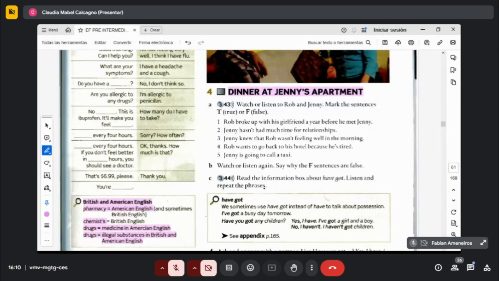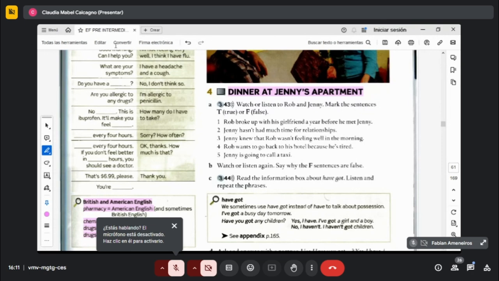False. Why? Because he's going to work. A busy day tomorrow. But he's tired. Okay, good. So it is false because he is going back to his place, but not because he's tired, but because he has things to do the following day. He's busy, so he wants to rest. So number 4 is false, but not because of the reason given here.